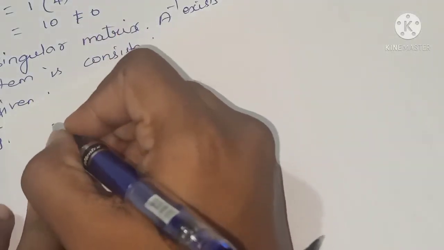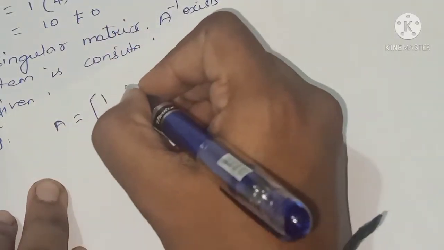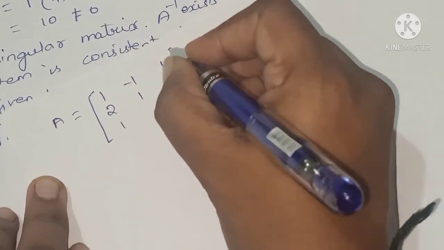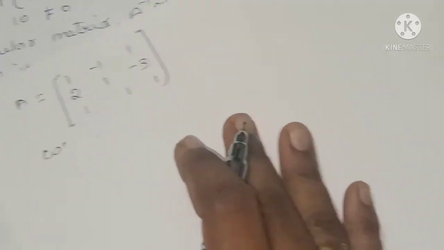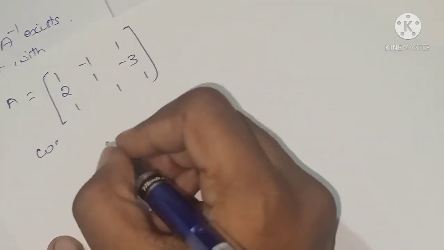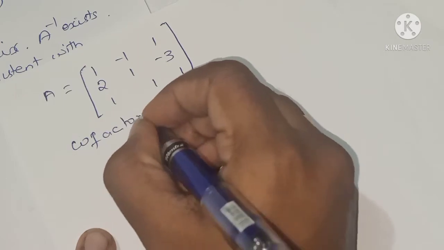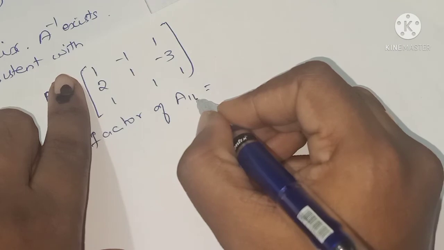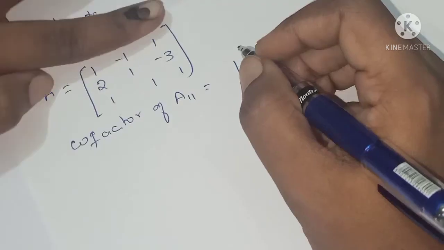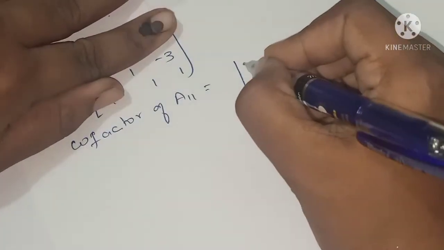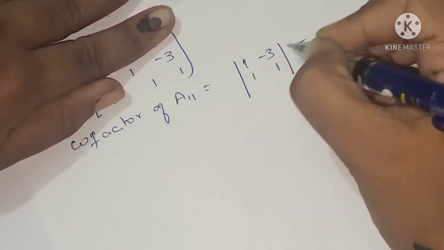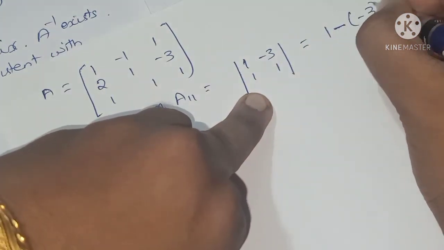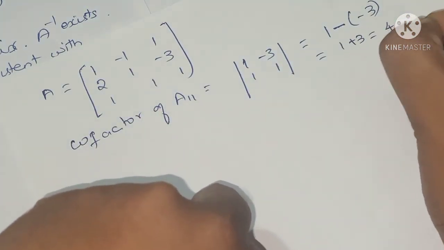So actually the matrix A is 1 minus 1 1, 2 1 minus 3, 1 1 1. Now the cofactor. The cofactor of A11: 1 plus 1 is 2, an even number, so we will get a positive value. Hide the first row and first column. So 1 minus 3, 1 1. This is equal to 1 minus of minus 3 into 1, which gives minus 3. So 1 plus 3 is equal to 4.